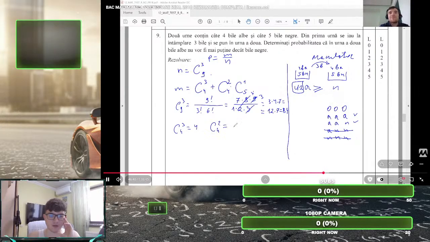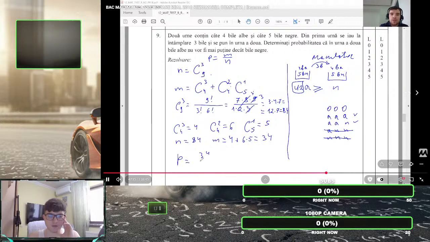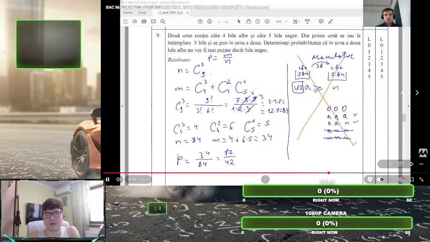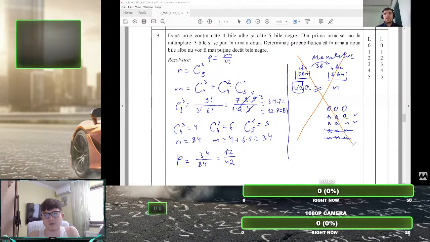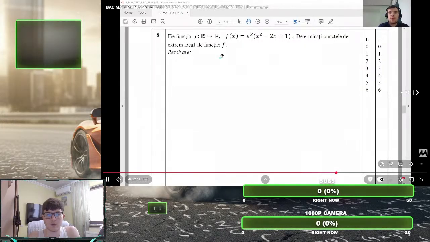So calculating that, it's going to be 4. That's going to be 6. That is going to be 5, right? So m is going to be 4 plus 30, so that's 34. Simplification, and we have 17 divided by 42. I mean, when you do the test, write this down in your sheet where you do all these calculations, and in the final exam sheet you just write this down, whatever. Who cares about that? No one watches this for that. No one watches the streams.